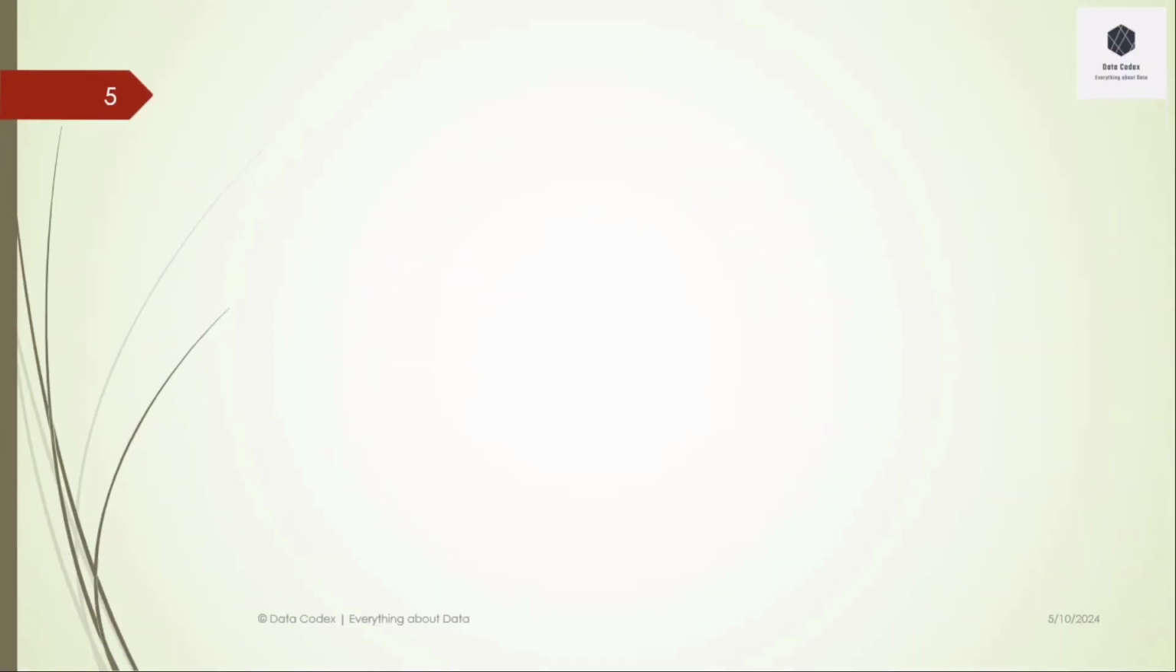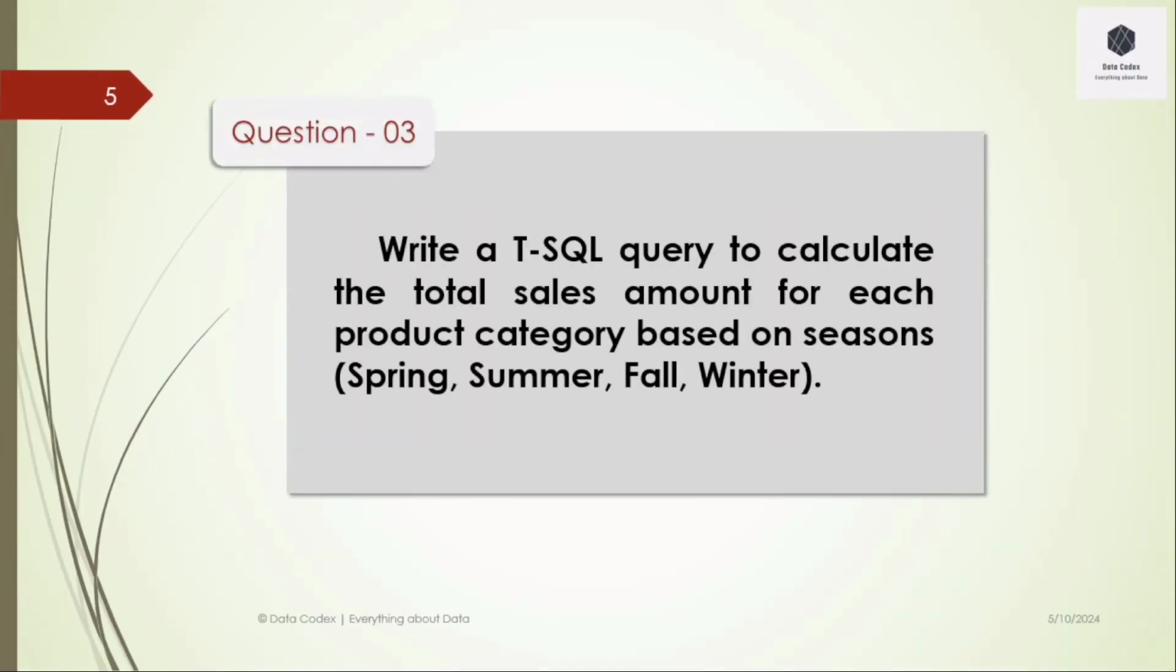In the third question we are going to write a T-SQL query to calculate the total sales amount for each product category based on seasonal data. It has to be spring, summer, fall and winter. So we are going to calculate the total sales amount for the seasonal data, and provide the sales for each product category for summer, spring, fall and winter.